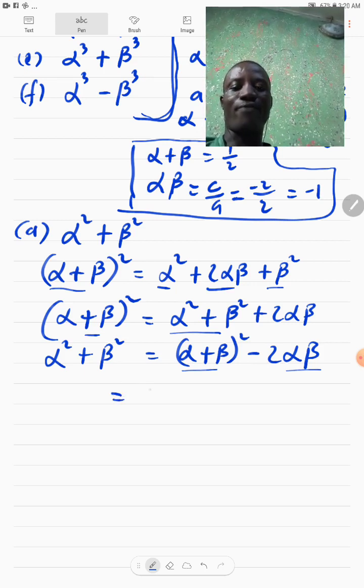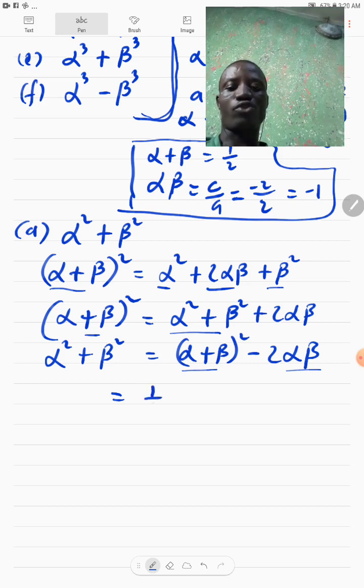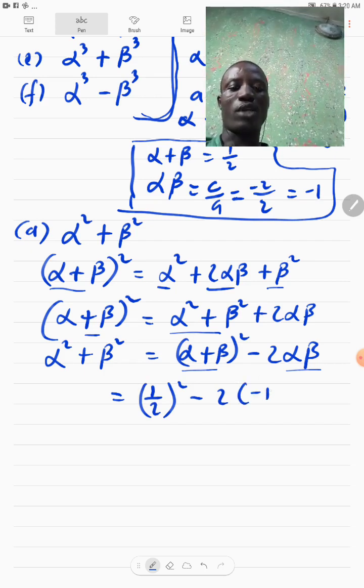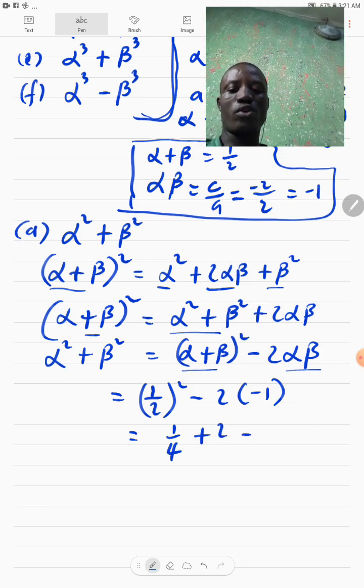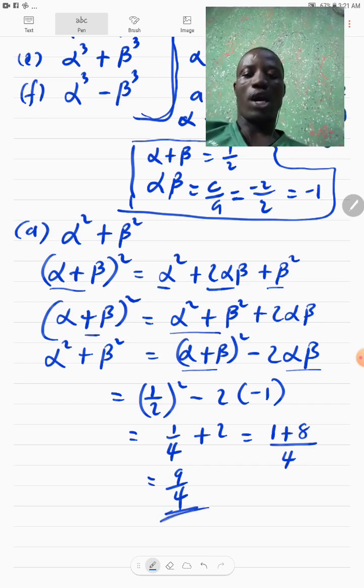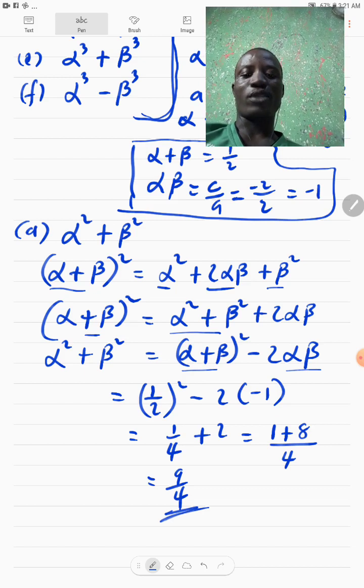I know that my alpha plus beta is 1 over 2. Substitute it there, that squared, minus 2 times your alpha beta, which is minus 1. So then this will give me 1 over 4 plus 2, and that gives 1 plus 8 over 4, and the answer to that is 9 over 4. So we have been able to get the value of alpha squared plus beta squared, which is 9 over 4. So let's continue.